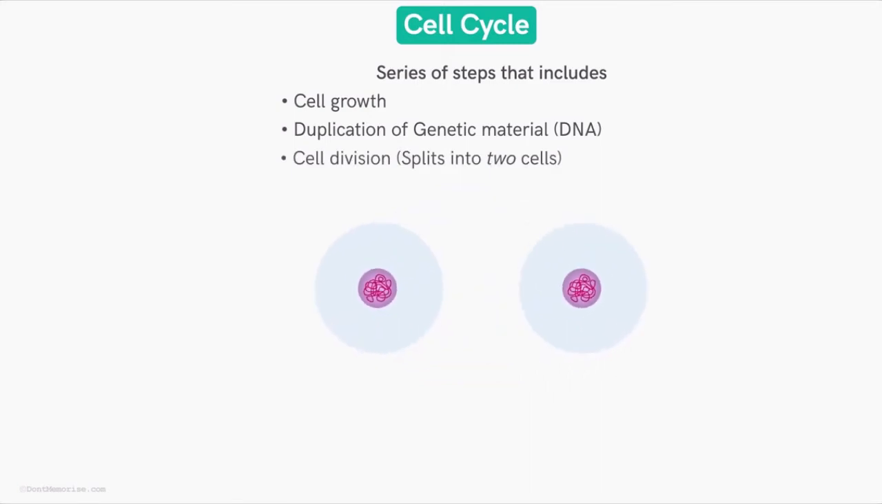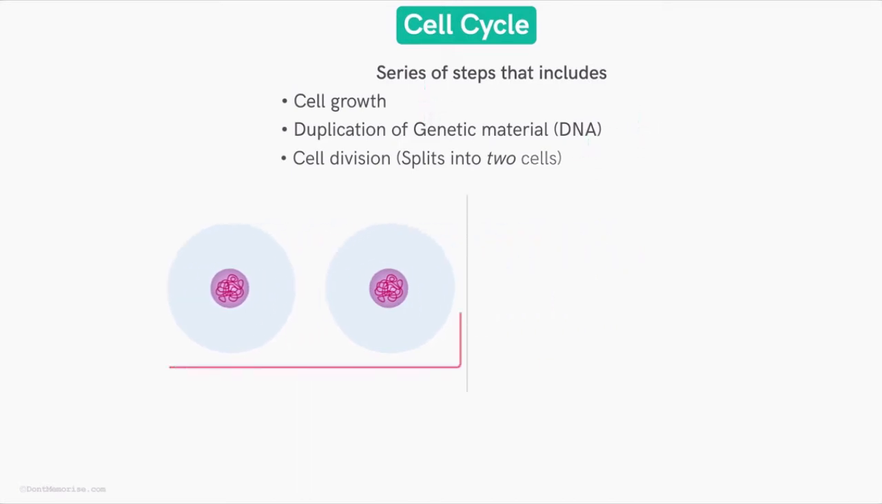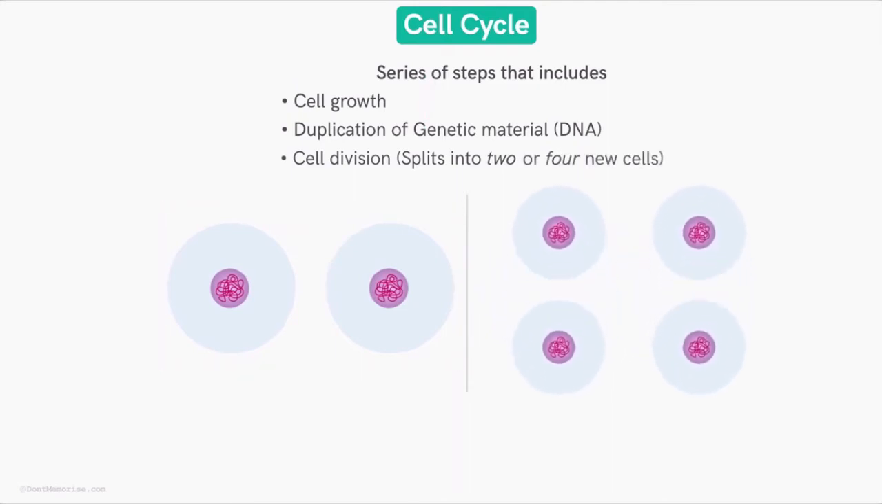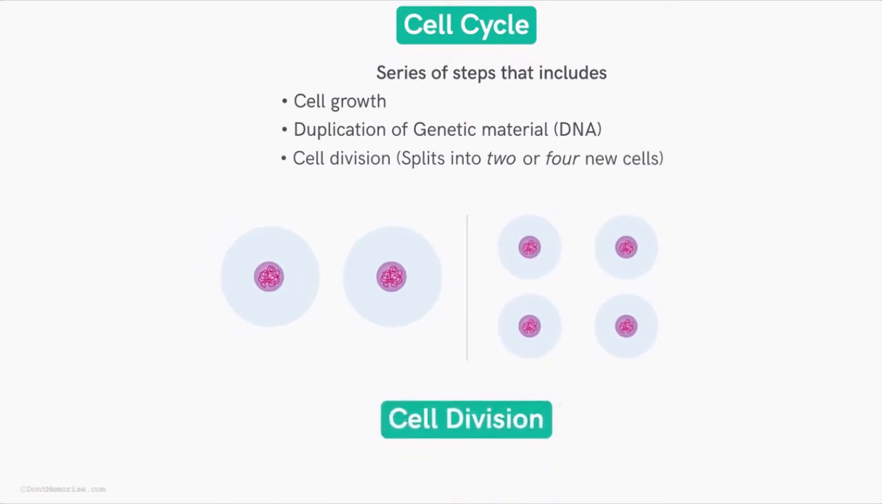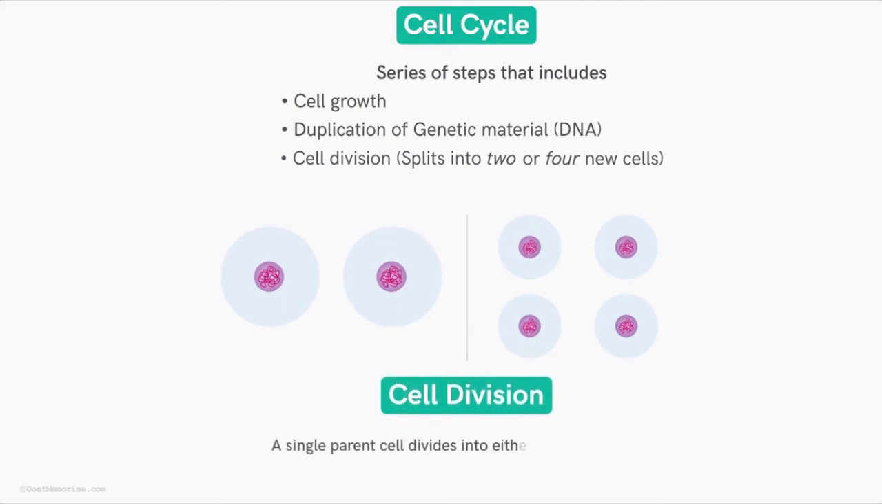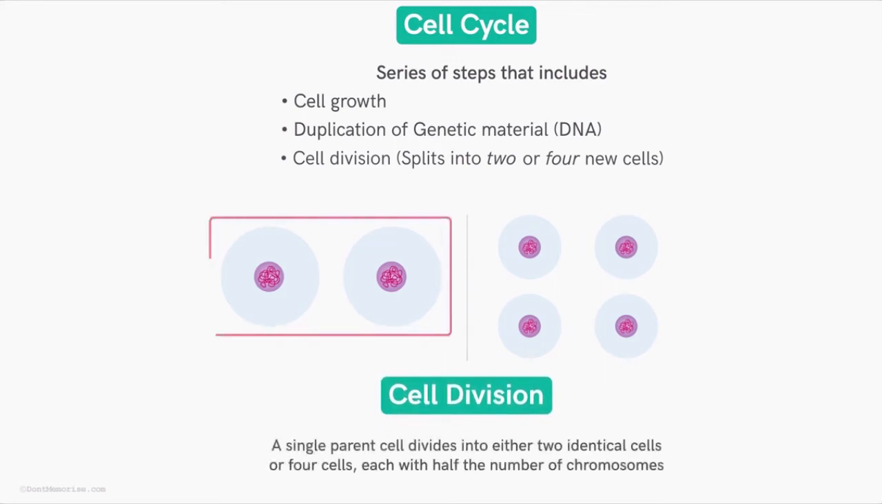In other words, a cell passes through various steps in order to grow, copy its DNA, and finally split into either 2 or 4 new cells. This is the cell cycle. And what exactly is cell division? As the name suggests, cell division is the process in which a single parent cell divides into either 2 identical cells or 4 cells, each with half the number of chromosomes. So can we say that the process of cell division is a part of the cell cycle? That's right. That's how it is.